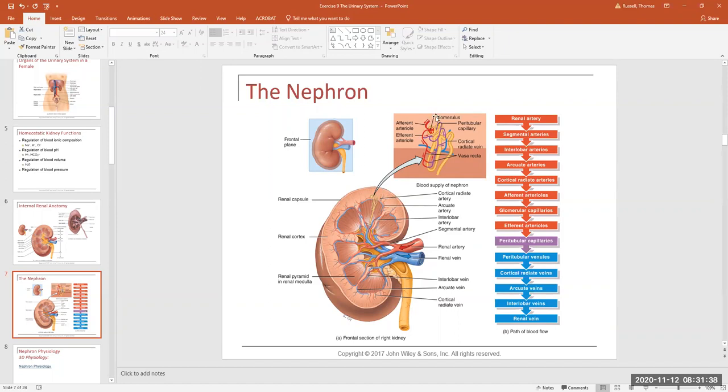This little arteriole is supplying blood into the filter. Here's the filter in the kidney. This little circular structure is called a renal corpuscle, in the nephron. Inside that renal corpuscle is a group of capillaries called the glomerulus. The glomerulus is the filter in the kidney. This is where we're filtering all of our blood. So this whole thing is the nephron right here.